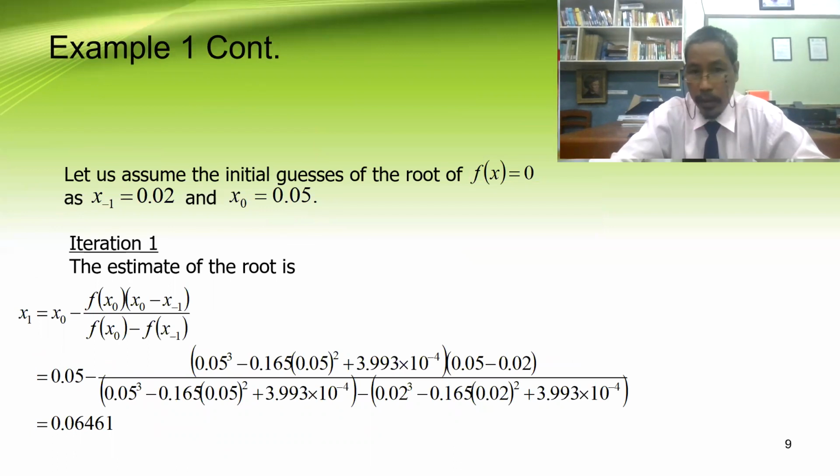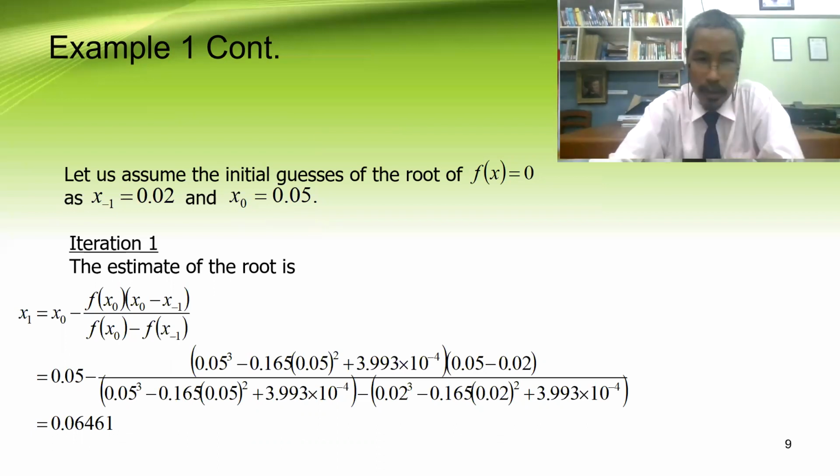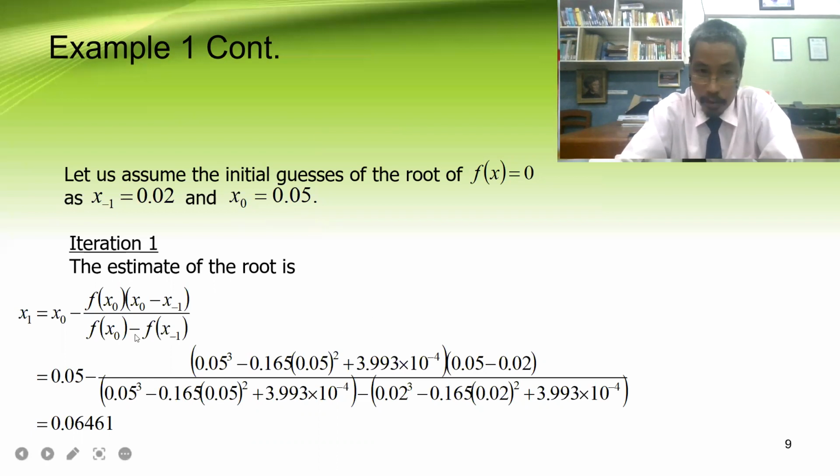Let us assume the initial guesses, because there are two, of the root of f(x) equal to 0 as x sub negative 1 is equal to 0.02, and x0 is equal to 0.05. So there are two. Those are the initial guesses, x negative 1 and x0. So iteration number 1, the estimate of the root by using the secant method.